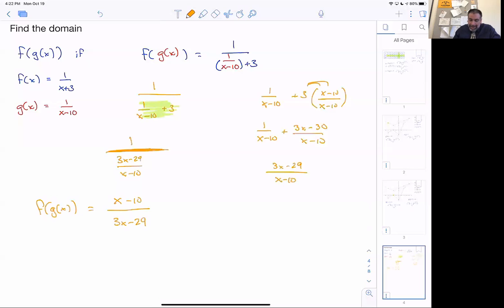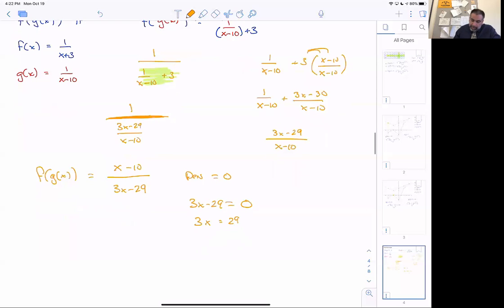Now, if I'm talking about domain, I'm looking for the bad things. The only bad thing here is when the denominator equals 0. So I'm going to take 3x minus 29 and set it equal to 0. And by solving that, I get the 29 by itself, and that's going to give me x equals 29 over 3.